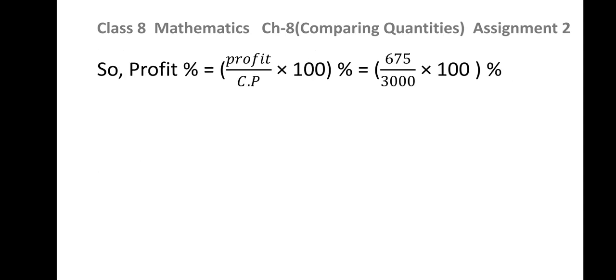So profit percent will be equal to profit over CP into 100%, that will be equal to 675 over 3000 into 100%. After solving, you will be getting profit percentage as 22.5%. So how have we calculated profit percentage? Profit over CP into 100%, that is equal to 675 over 3000 into 100%, and it will be 22.5%. So profit percentage in this question is 22.5%.